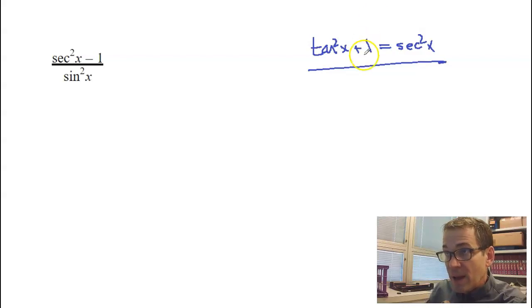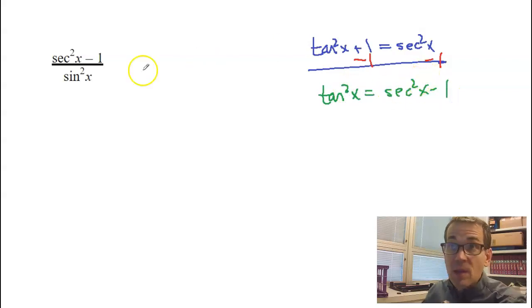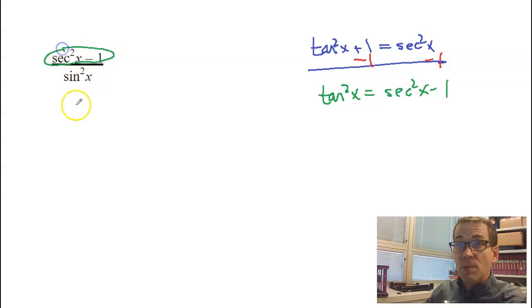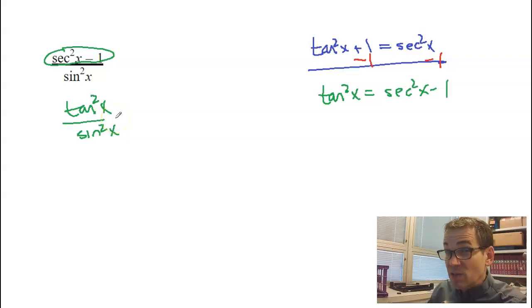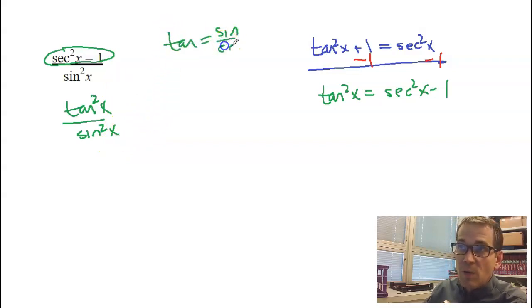But with a little bit of algebra, if I subtract 1 from both sides, I can clearly see that tangent squared x equals secant squared x minus 1. So this expression can be replaced with tangent squared x over sine squared x. Because we can rewrite tangent in terms of sines and cosines, there probably is a little bit more work we can do to get rid of some more trig functions, or at the very least get this out of the denominator. Everyone, I think, knows that tangent is sine over cosine.